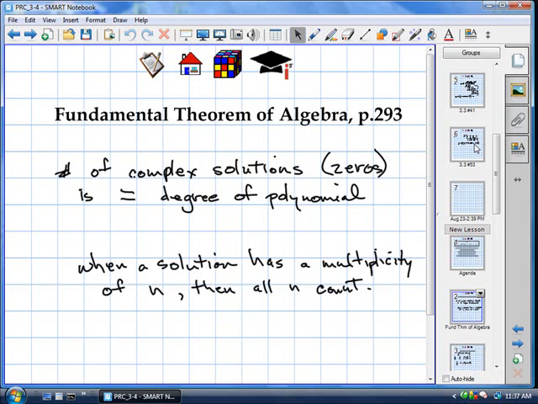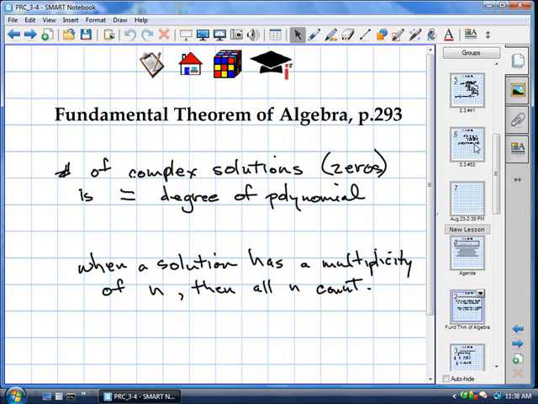So for example, let's say you had a cubic function that was factored as x minus 1 times x minus 1 times x plus 1. Well, then the x minus 1 shows you what? That there are 2 answers of x equals 1, a multiplicity of 2. Well, that's 2 answers. And then that third one, what did I say? X plus 1. So that solution is minus 1. So with multiplicities, we count everything in the multiplicity.